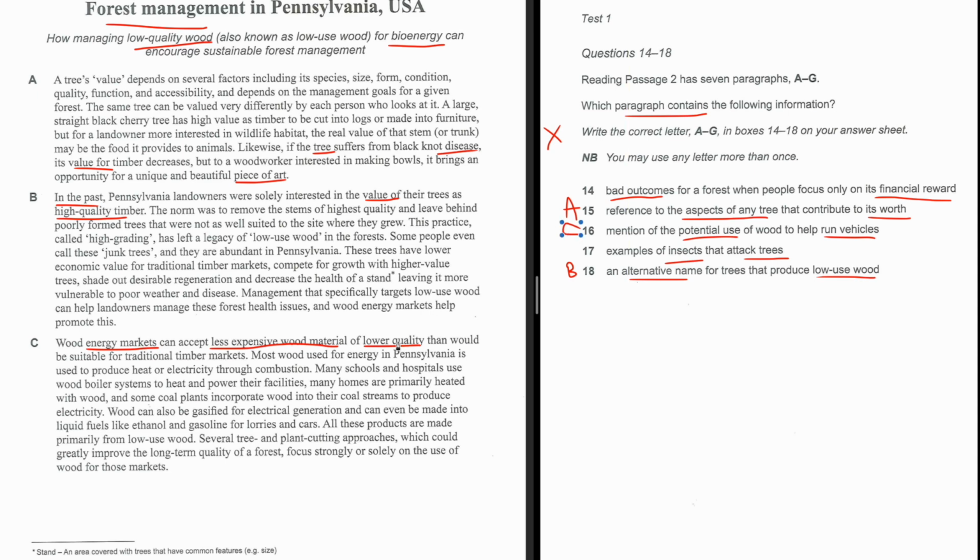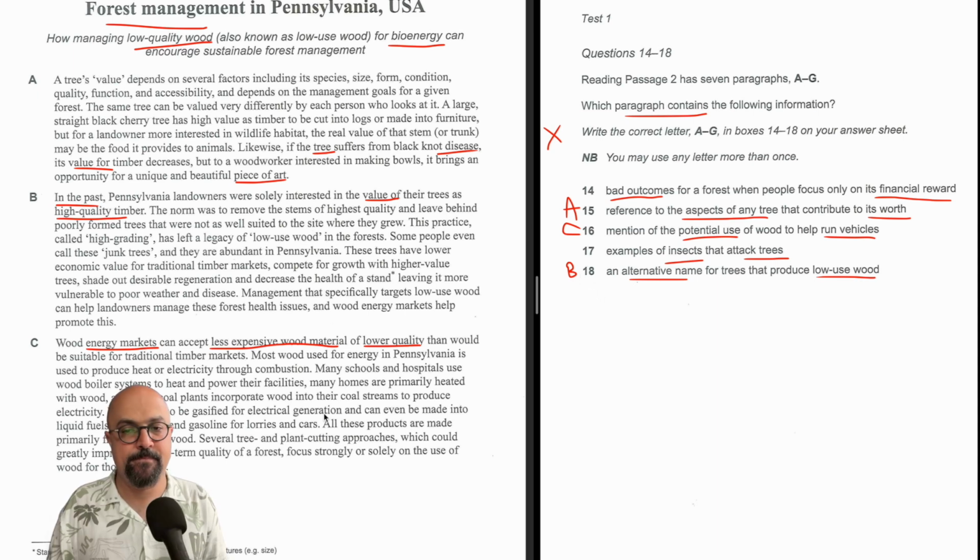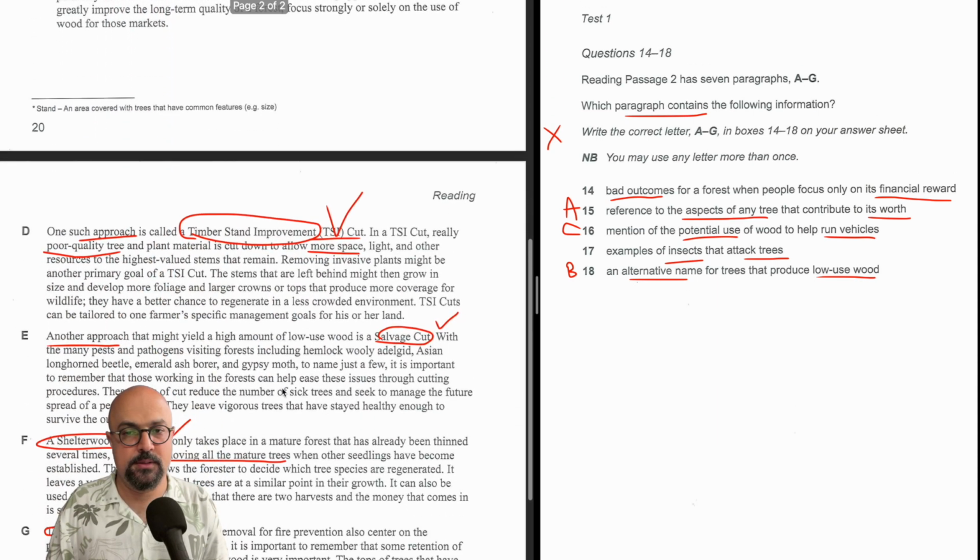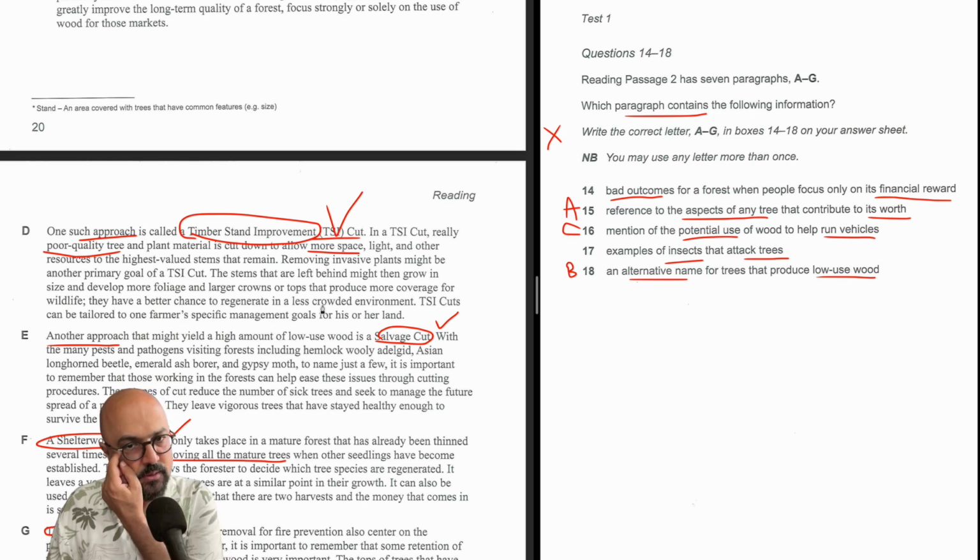I'm so excited. We were able to find 3 of them already. What about D? Okay, what is left? Bad outcomes, financial reward. Insects, yeah, I remember these insects somewhere. What are those insects? Okay, forget about that. We have to read this paragraph anyway. Removing insects left behind, grown, final coverage for wildlife. They have a better chance to regenerate this.